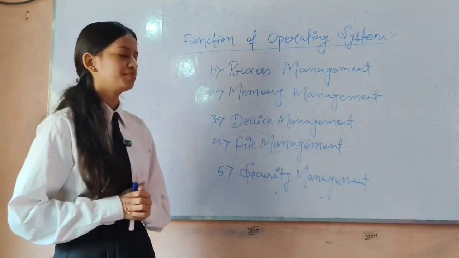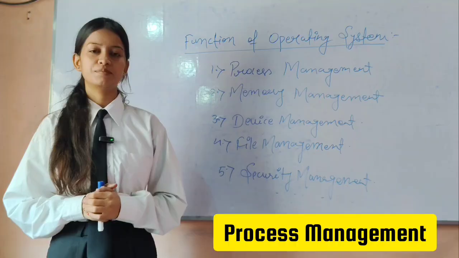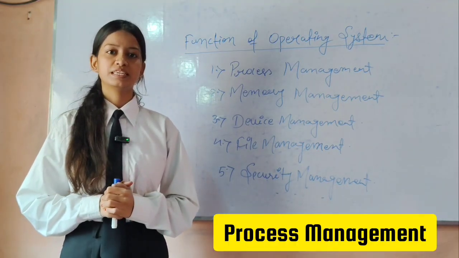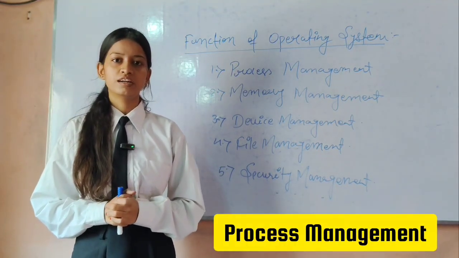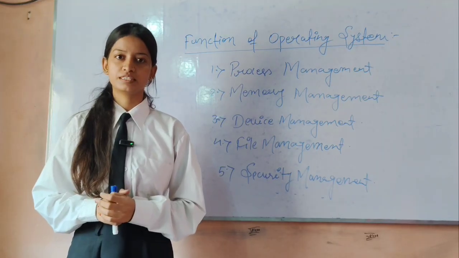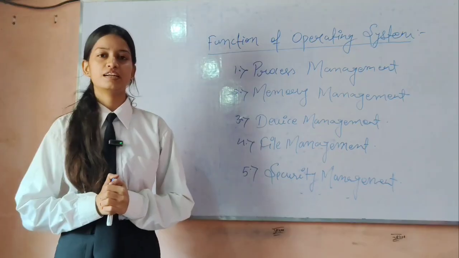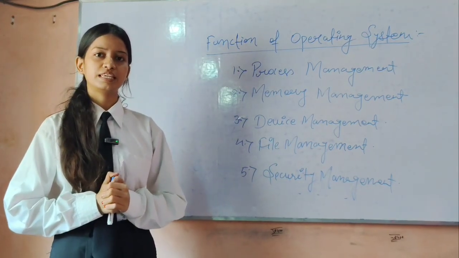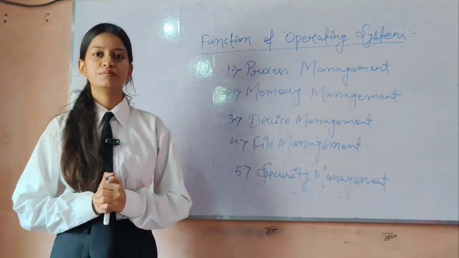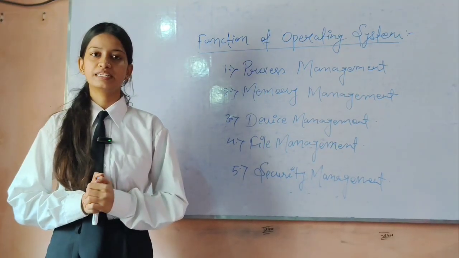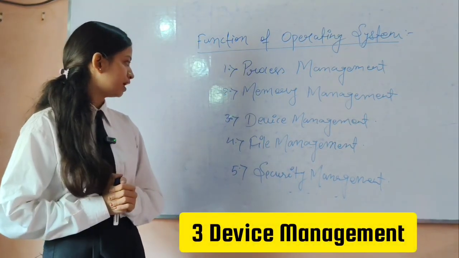First one is process management. It manages the processes of a computer system. A process is basically a program that is currently being run by the user on the computer system. Second one is memory management. It manages the memory. There are various types of memory such as secondary memory, primary memory, RAM, compact discs and hard disks.